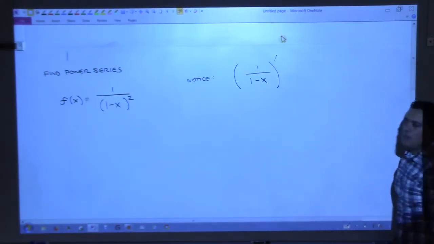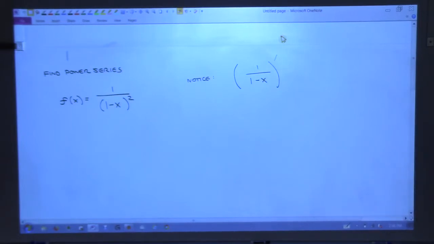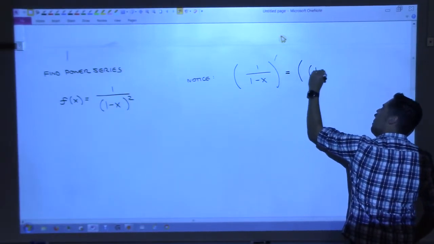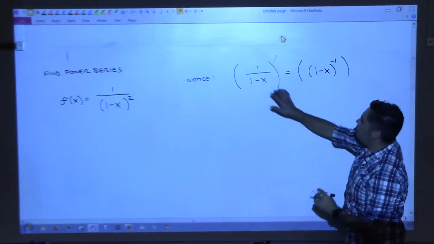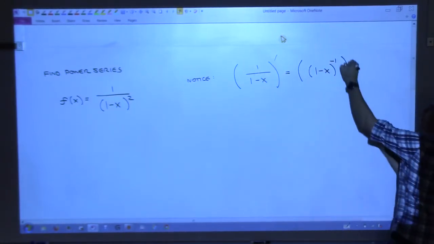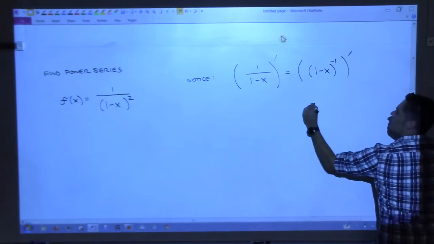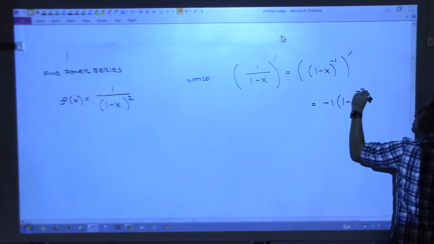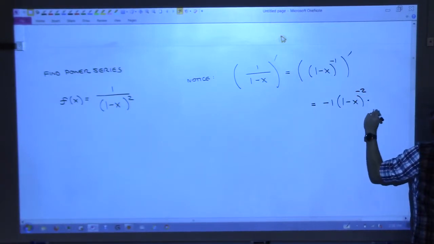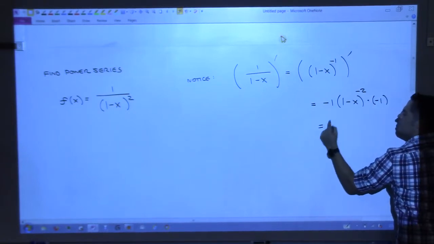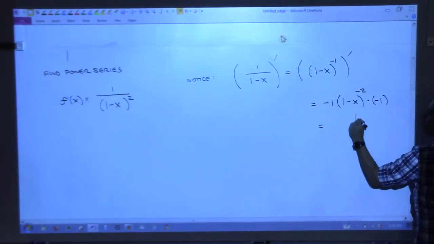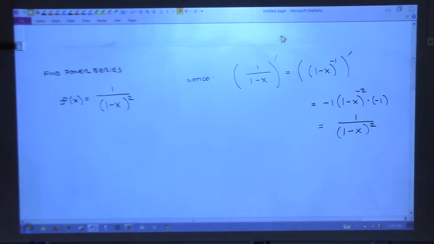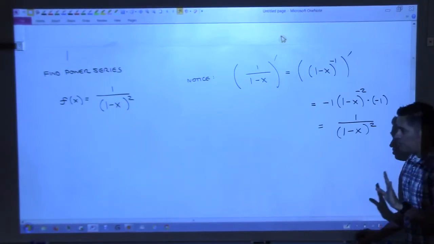What is the derivative of 1 over 1 minus x? Well, that's the same as the derivative of 1 minus x to the negative 1, right? Take its derivative. What do you get? Negative 1 comes out, 1 minus x to the negative 2, times the derivative of what's inside, negative 1 again. So the negative and negative become positive, and this just becomes 1 over 1 minus x, that entire quantity squared.